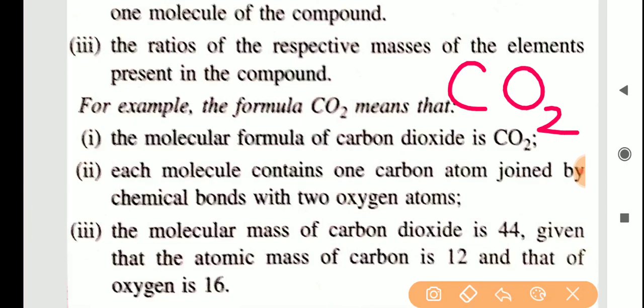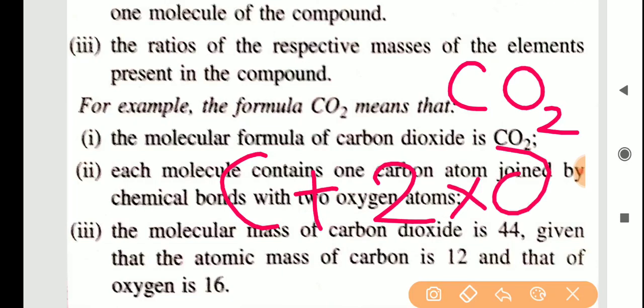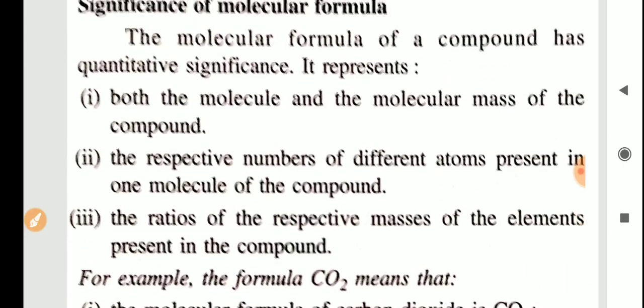So this is the second point: the number of atoms present in a molecule, that we can identify. And second, their total mass. The mass of carbon dioxide is the mass of carbon plus, how many oxygens are there? 2 oxygens are there. So 2 into the mass of oxygen, plus the mass of carbon, will be the total mass of the molecule. So from looking into a molecular formula, we can tell both the molecule and the molecular mass of the compound. On looking at a molecular formula, we can say this is the molecule of this particular element.